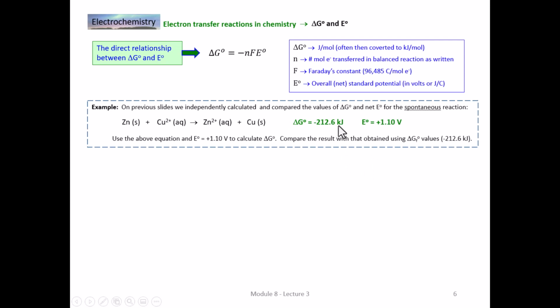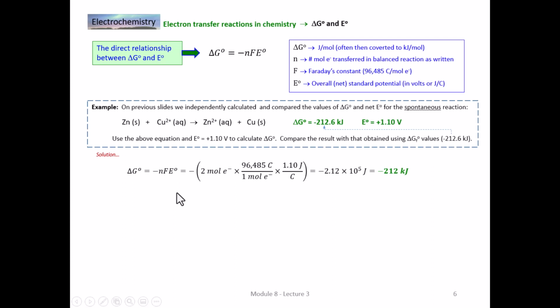Well, remember, we got this value using free energy of formation values. So we're going to validate this number by seeing if you get this number when you use this new relationship between delta G and E0 that we just introduced. So let's just do the calculation.